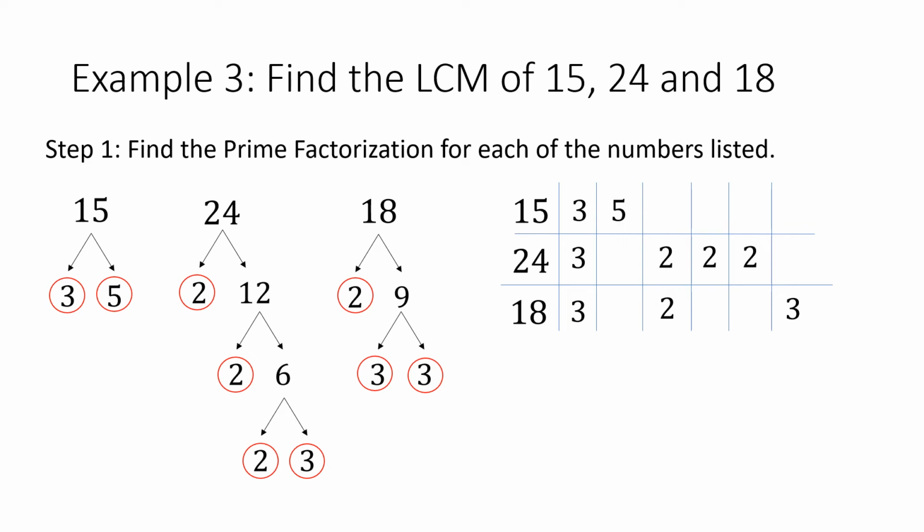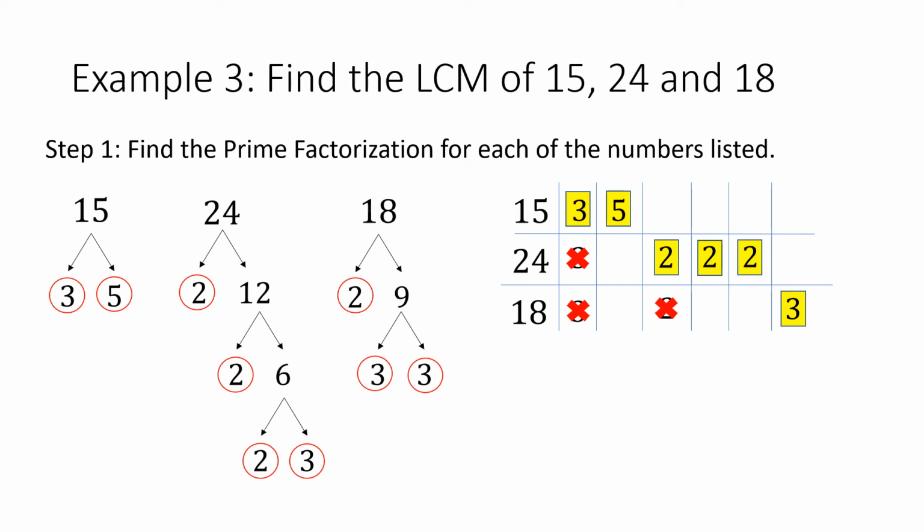After all the numbers are listed in my rows and columns, I'm going to be crossing out the repeats, and the repeats are the numbers below another prime number in a column. So here I'm going to be crossing out my 2 3s for the 24 and the 18, and then I'm also going to be crossing out my 2, that's the prime number for 18. And the prime numbers remaining will give us the LCM, and so I've highlighted them in yellow.